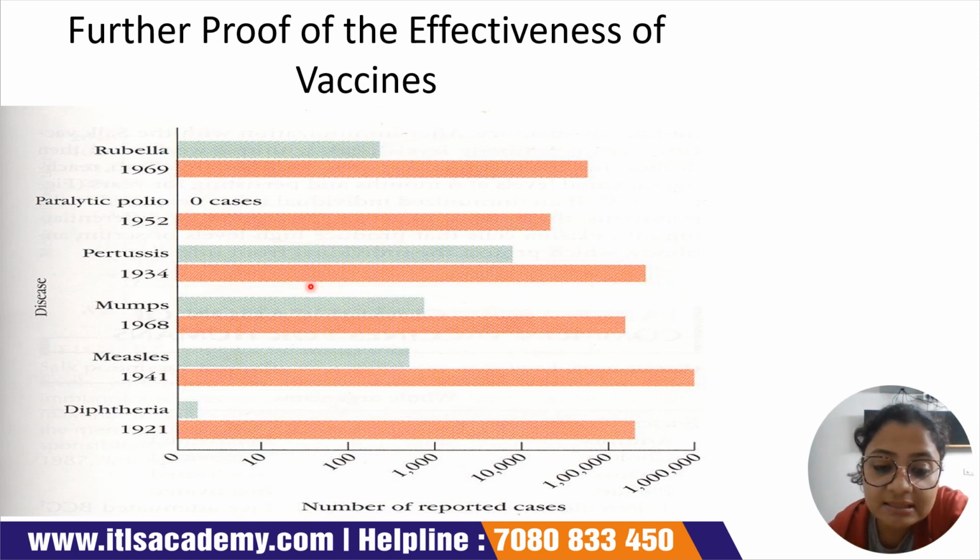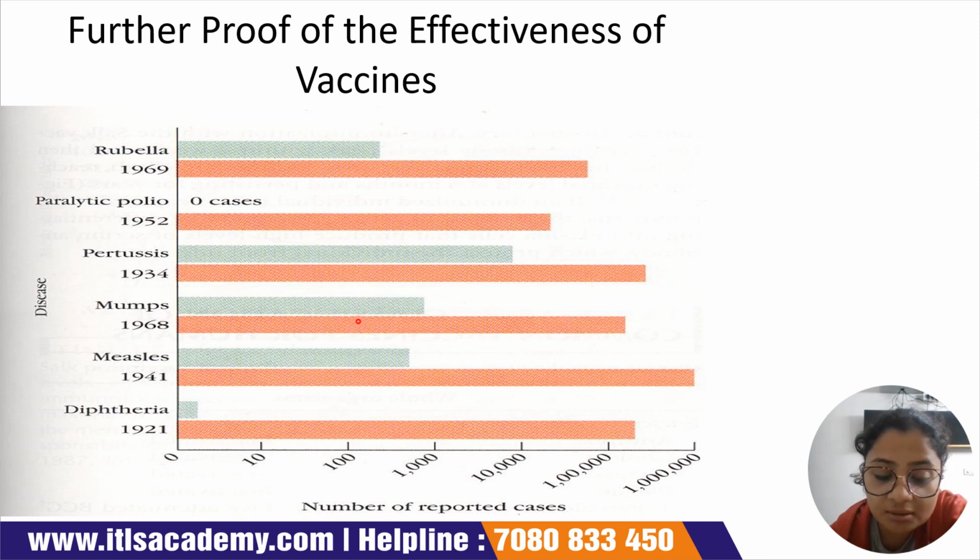Okay, so this is a graph which gives a kind of proof about the effectiveness of vaccines. We have rubella, which was introduced in the year 1969. Then we have the paralytic polio vaccine, 0 cases. On the x-axis we are showing the number of reported cases, and on the y-axis we have the different diseases. So we have pertussis, then we have mumps.